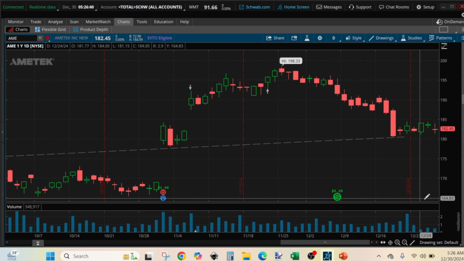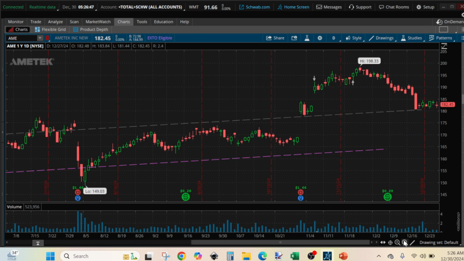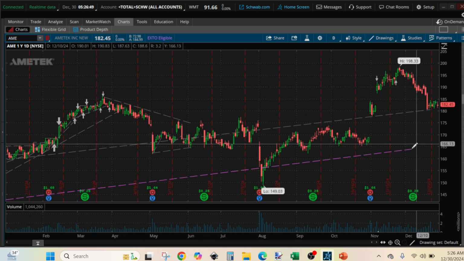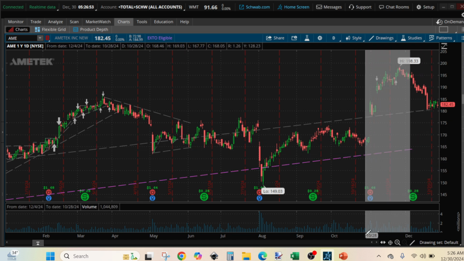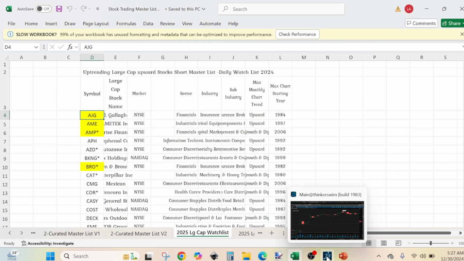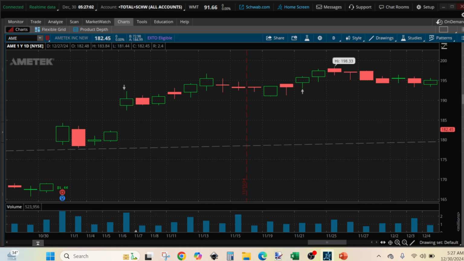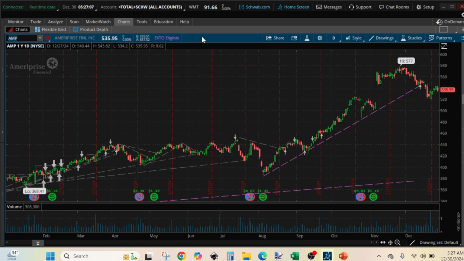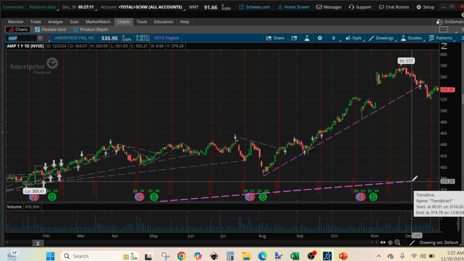Okay. And because we know where we want to buy, we are just going to quickly compare where we are to where we want to buy. So I'm going to go to the next one, AMP. Okay, AMP, we are going to buy it on this line and it's nowhere near it.